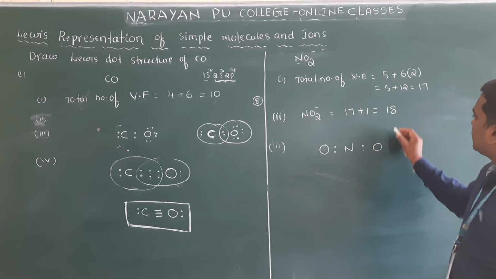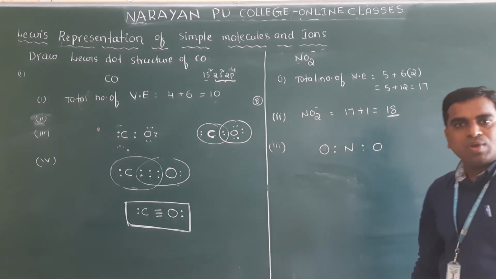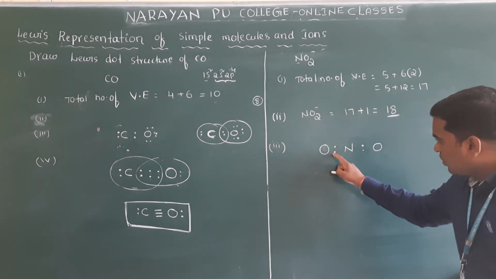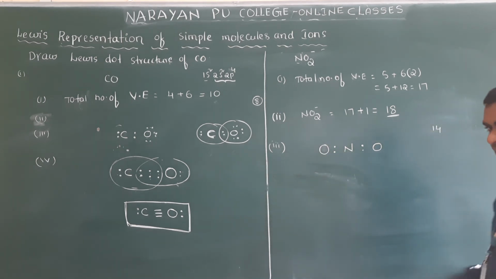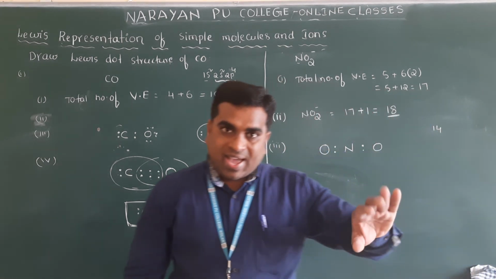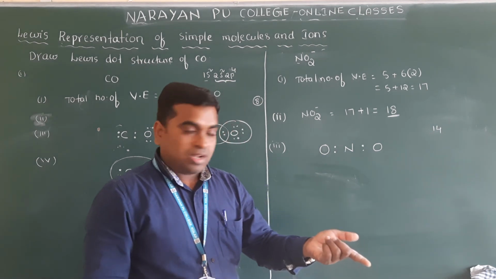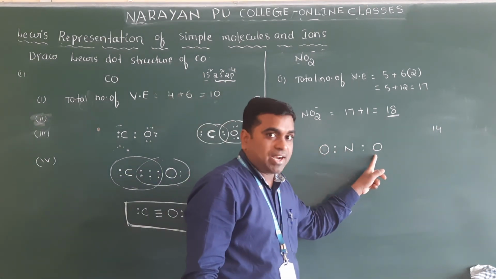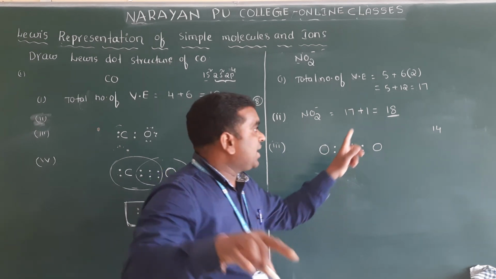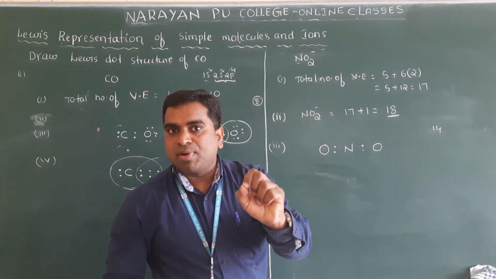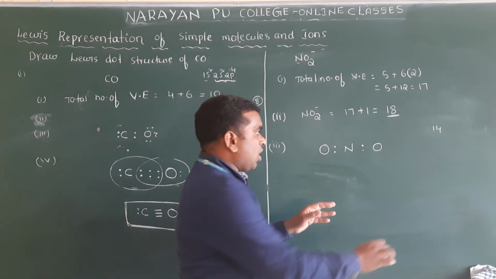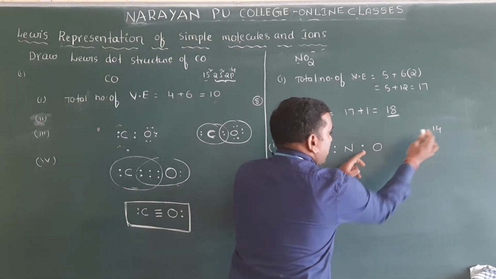Next, what do you have to do? You see how many electrons in total we have? 18. How many electrons have we used here? 4 electrons. Remaining, how many electrons will be there? 14. Now arrange the remaining electrons. First arrange them for the terminal atoms, not the central atom. So now, see, 14 electrons are there.